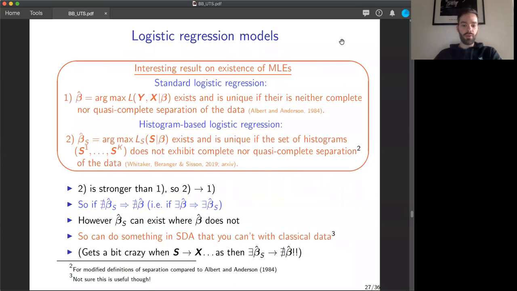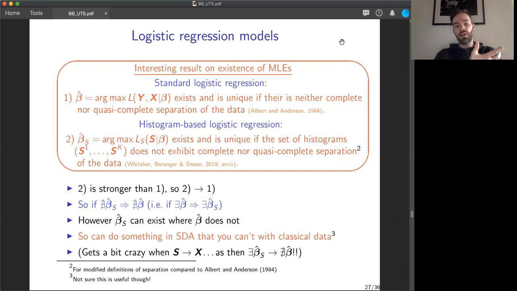Before I go any further, I just want to give you an interesting result that we have on the existence of the MLEs. In the standard case for logistic regression, you know that beta hat, the maximizer of your likelihood, exists and is unique if you don't have complete or quasi-complete separation of the data. That's the result from Albert and Anderson from 1984.